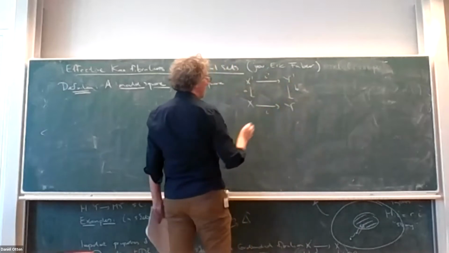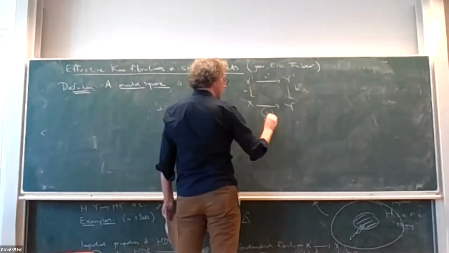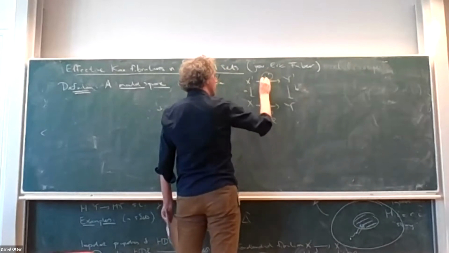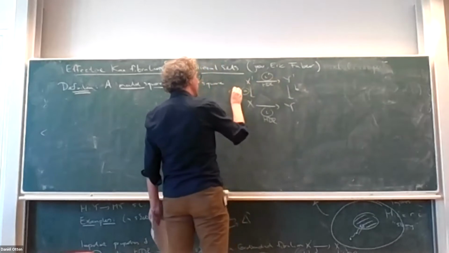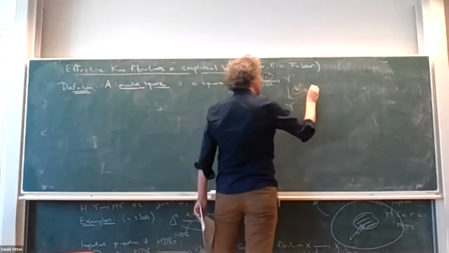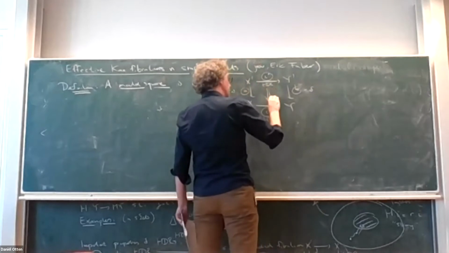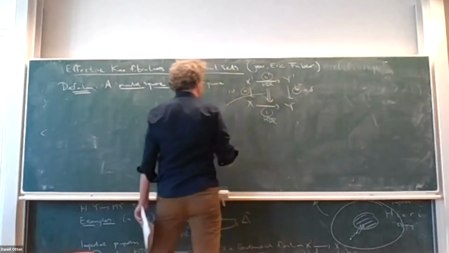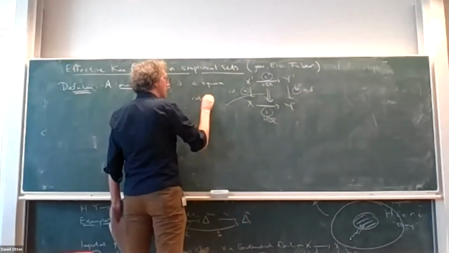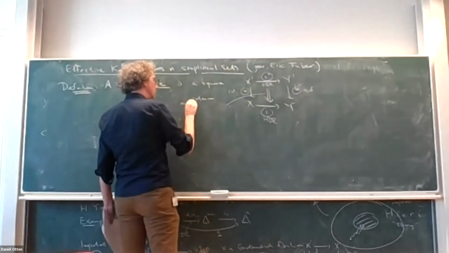So where this is an HDR, this is an HDR, and this is a cofibration, and this is a cofibration. And the whole thing is understood from top to bottom. This is a Cartesian morphism.